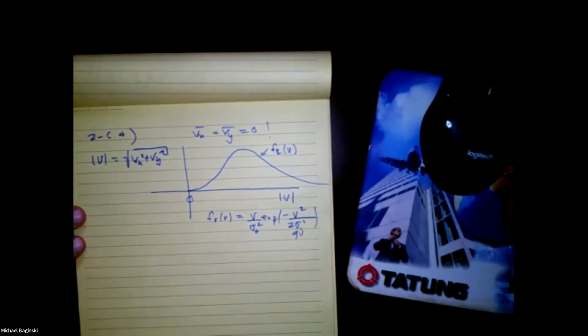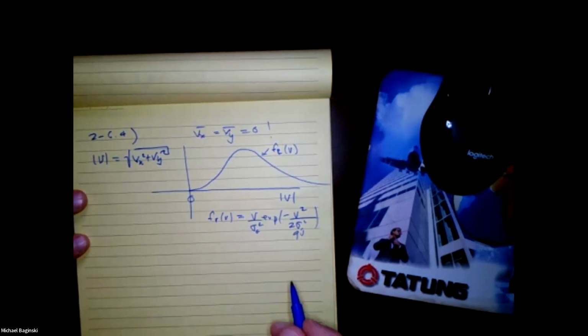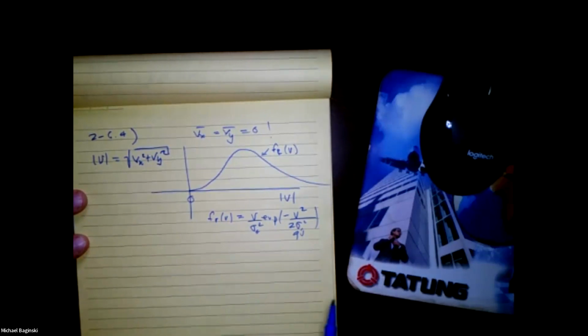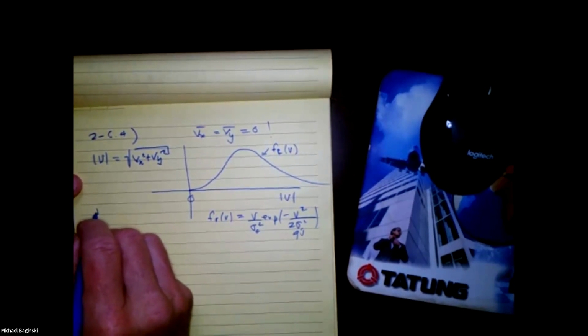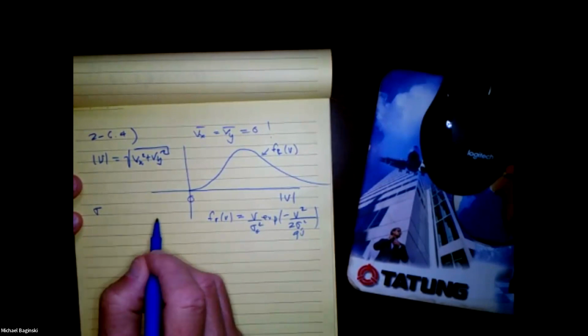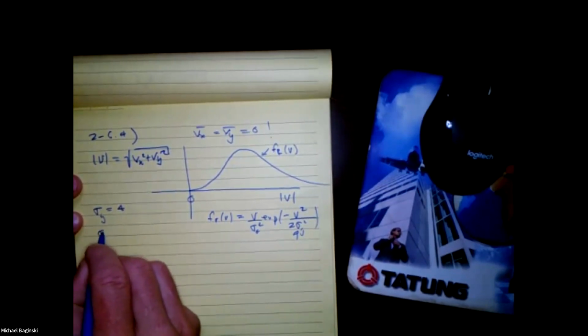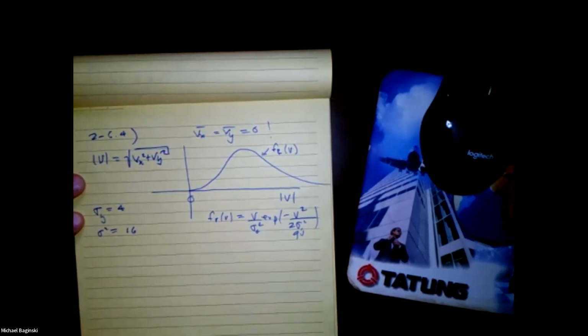Now, it says in the problem statement that the Gaussian random variables, the x and y velocity, have a 0 mean. That's a godsend. If it's 0 mean, it's great. And it says a standard deviation of 4. So then they say, this Gaussian standard deviation is equal to 4. And that means sigma squared is 16.